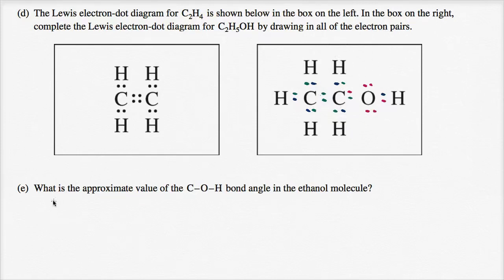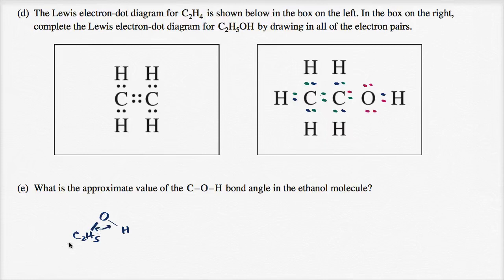Now let's think about part E. What is the approximate value of the carbon-oxygen-hydrogen bond angle in the ethanol molecule? So in the ethanol molecule, they want to know the bond angle. You have the oxygen bonded to a hydrogen and bonded to the C2H5. I'll just write that as C2H5 like that. And they want to know approximately what this bond angle is going to be.